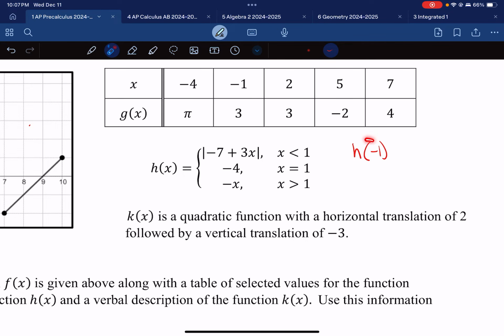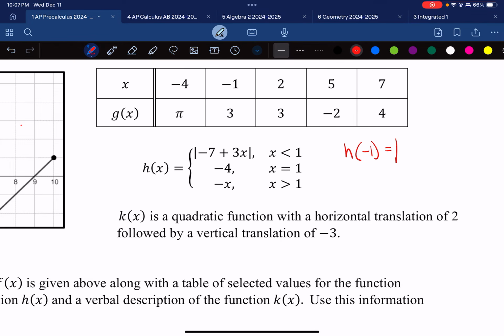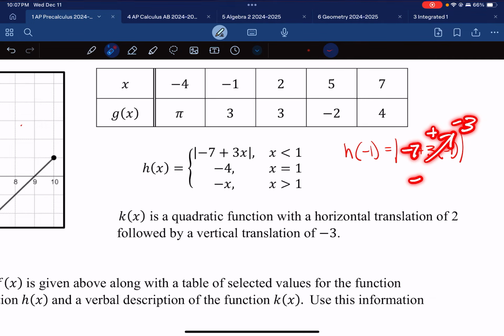So to actually practice h of -1, -1 is, as you've guessed, less than 1, which means I'm plugging this -1 into this x. Not this one, there is no x to plug in, and not that x either, this x right here, which means you would say, just for practice, this would be the absolute value of -7 plus 3 times that -1 that I'm plugging in into absolute value. And you say, okay, 3 times -1 is a -3, and then -7 plus the -3 is a -10. Taking the absolute value of that turns into a +10. The final answer would be a +10. That's how you use the piecewise formula.